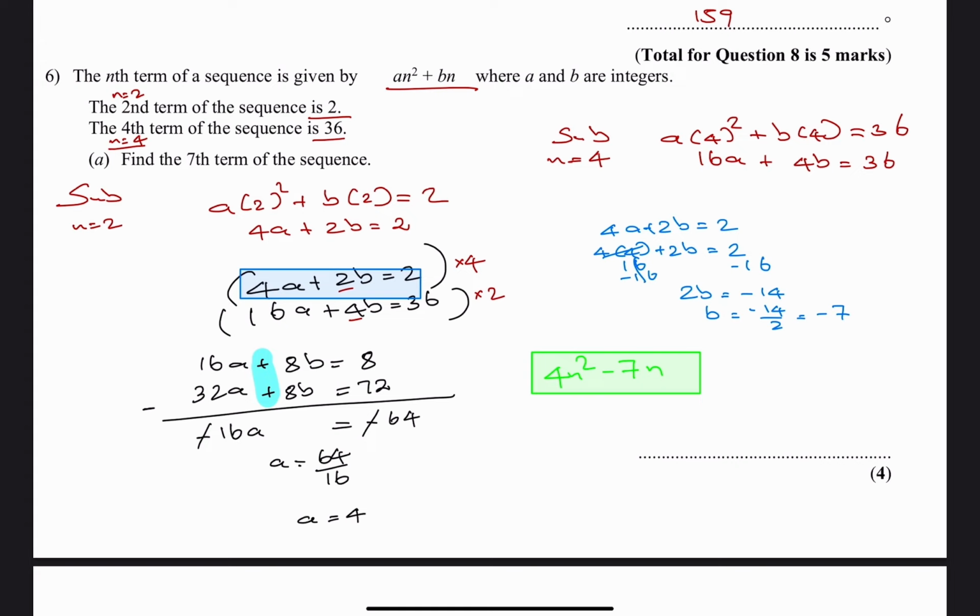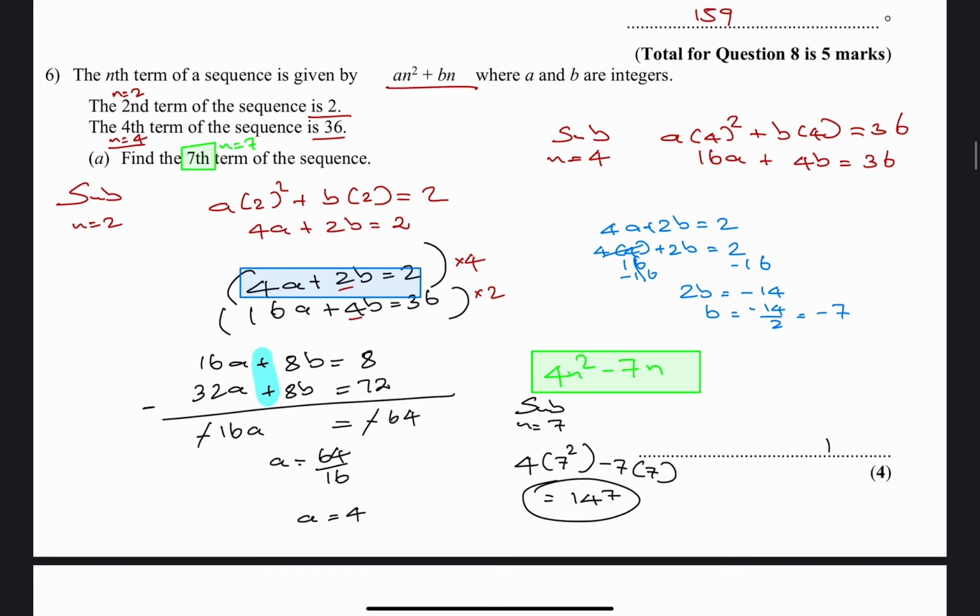Okay, good. Now, they want the 7th term. What does 7th term mean? N is actually 7. So we want to sub in n equals 7. So 4 bracket 7 squared minus 7 bracket 7, because 7n. Put that through. That gives you 147. So that's my answer. What's the 7th term? It is 147. Okay, and that should do.